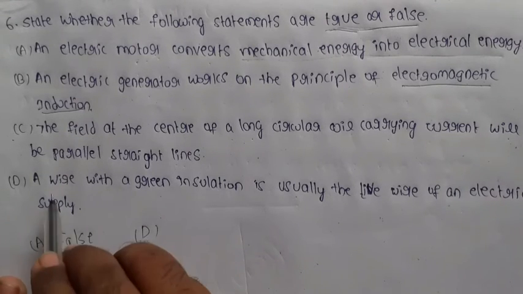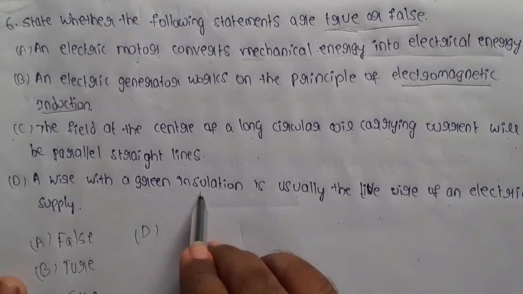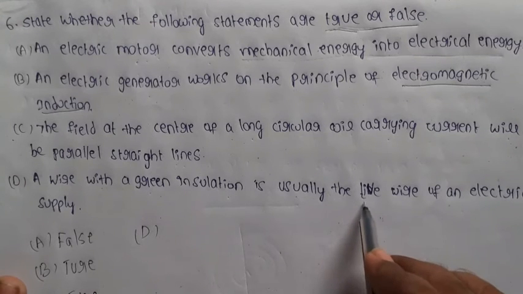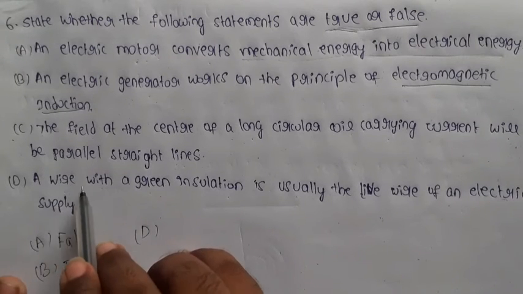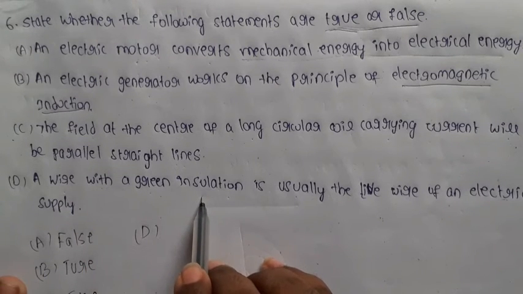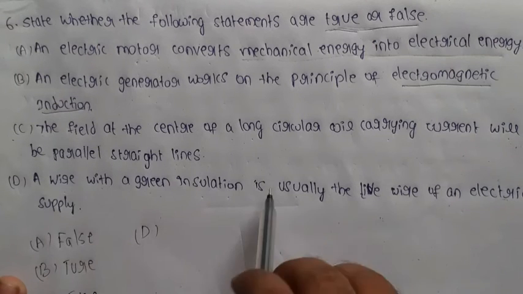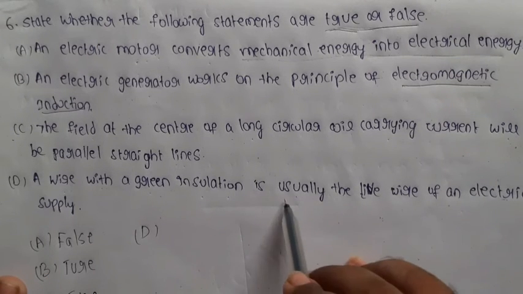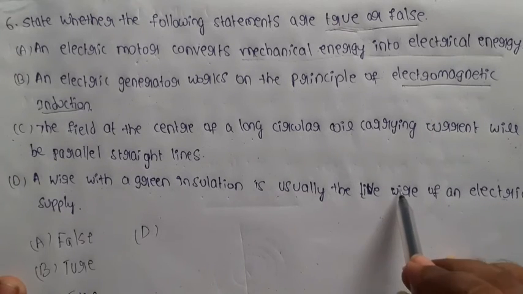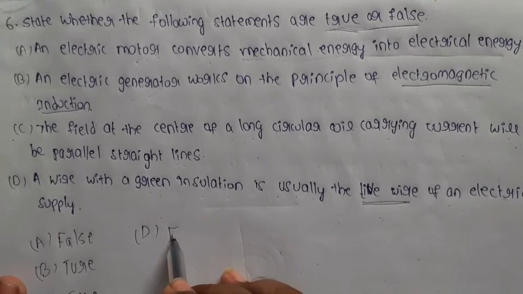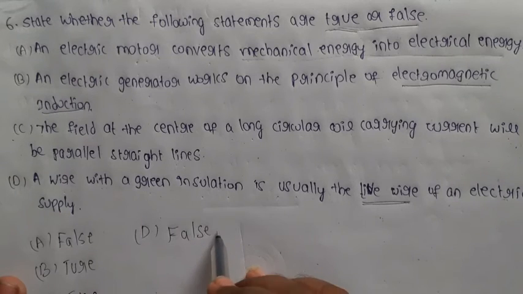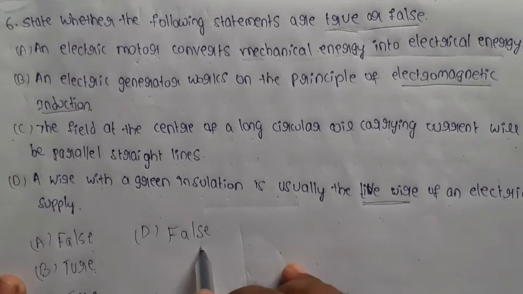Coming to option D, a wire with green insulation is usually the live wire of the electric supply. The wire which is insulated with green color is what we call the earth wire, but here it is given as the live wire. So we call the earth wire, not the live wire. Wrong. So option D is false. Okay, option A is false, option B is true, option C is true, option D is false.